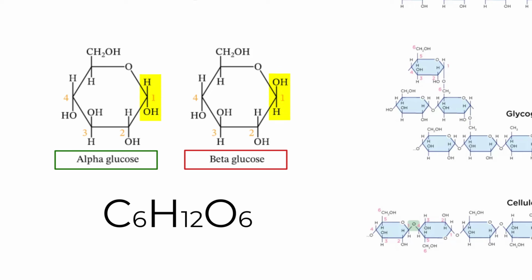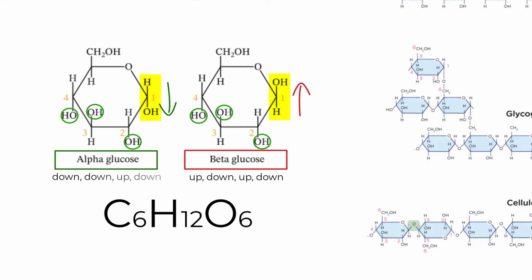In alpha glucose, the OH group is oriented down, and in beta glucose, the OH group is oriented up. This only applies to the hydroxyl group off of the first carbon. You can see that carbon 2 is always down, carbon 3 is up, and carbon 4 is down. An easy way to remember this is that beta follows the up-down pattern, while alpha follows the down-down, up-down pattern for the OH group.